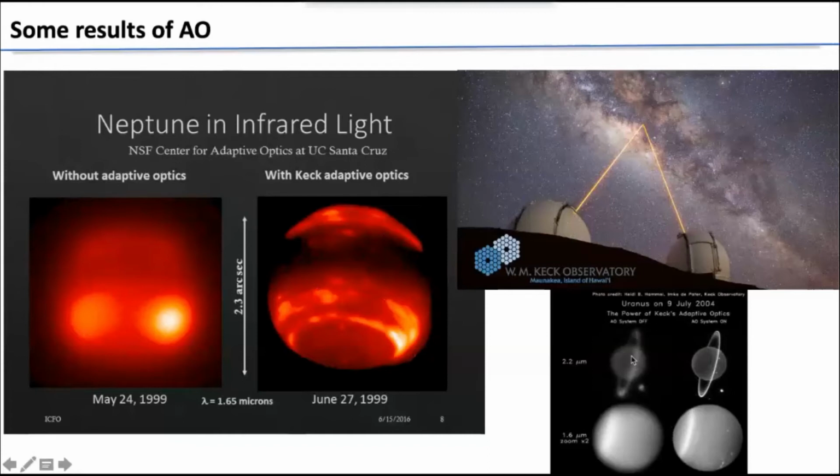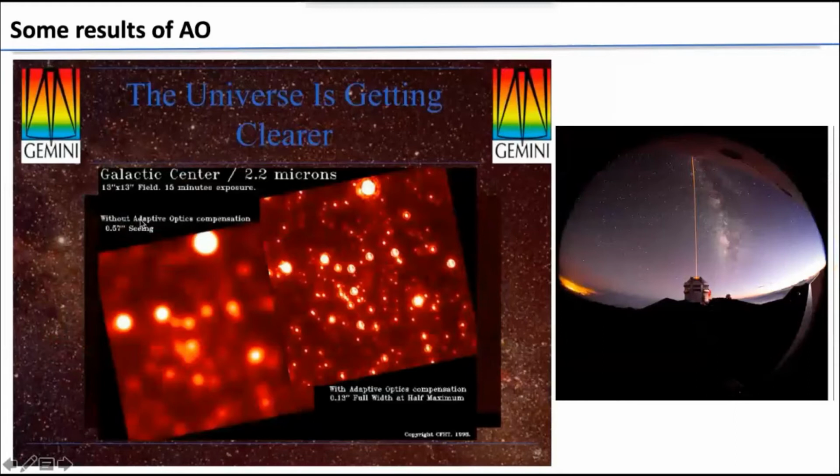And this is another example, I think, of Uranus. This is with AO off, and this is AO on. Another example, I think this is by the Gemini telescope, again on Mauna Kea, again shooting the laser to study the Earth's atmosphere. And I think this is the image of the galactic center, and that's where we have our famous black hole.